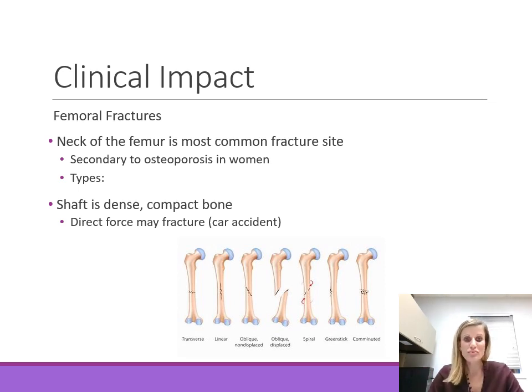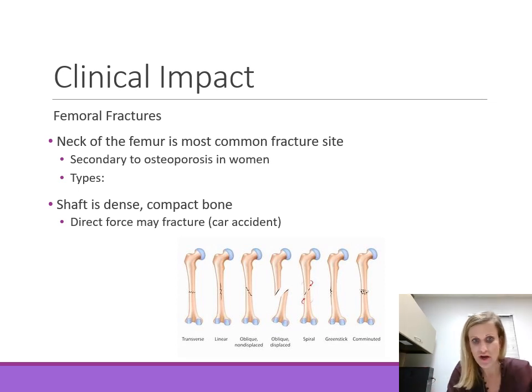The shaft of the femur is a really dense area of bone. It's made up of thick, compact bone, so it's very strong. However, direct force or direct impact that's very hard can fracture the shaft of the femur. So for example, in a car accident where there are really large forces applied directly to the femur, the shaft can be broken. Here you see all different types of fractures of the shaft.